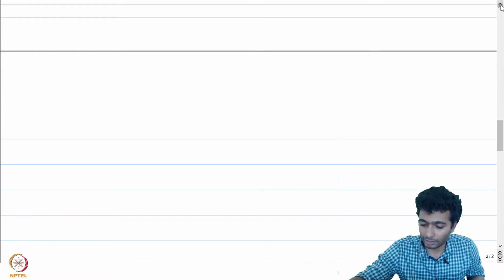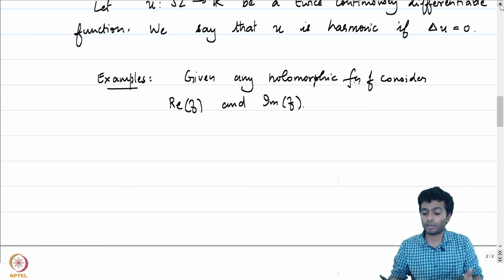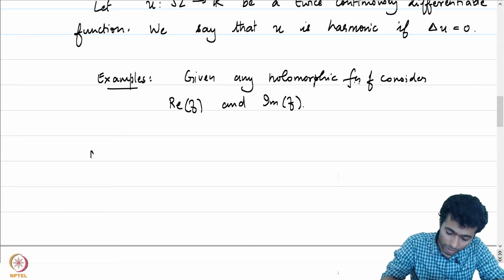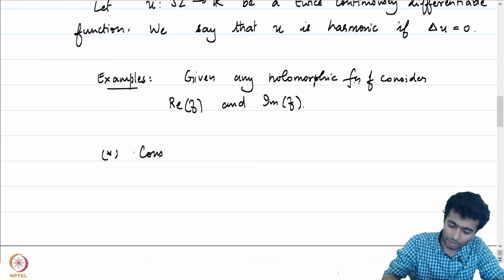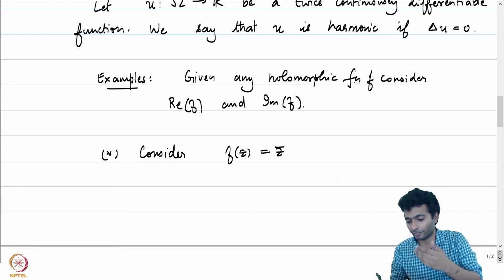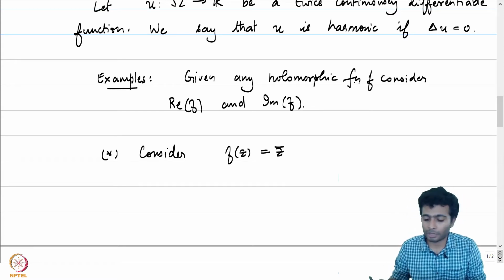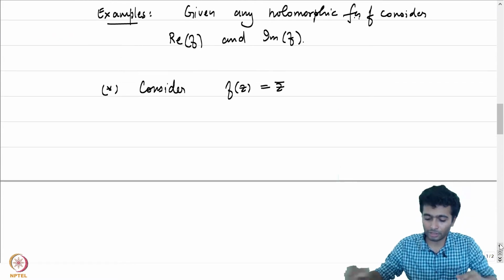Let's look at one example when a harmonic function is not holomorphic. That can also happen. So consider f of z is equal to z bar. This is a harmonic function. If you notice, the Laplacian of the real and the imaginary part both are 0. So this is certainly a harmonic function.